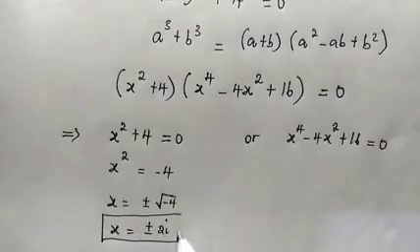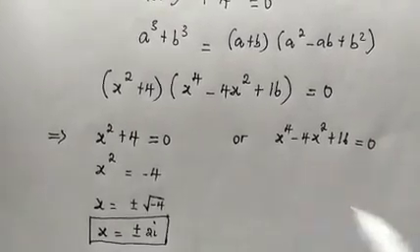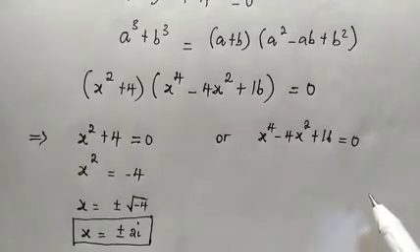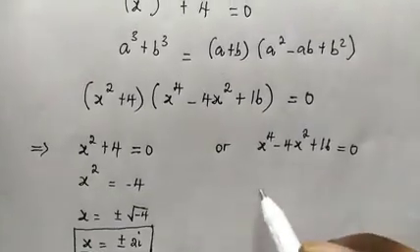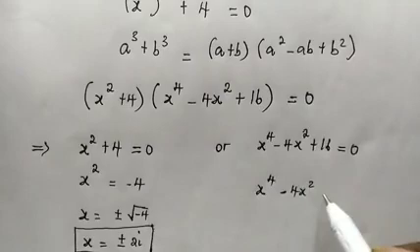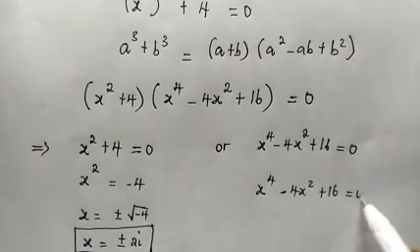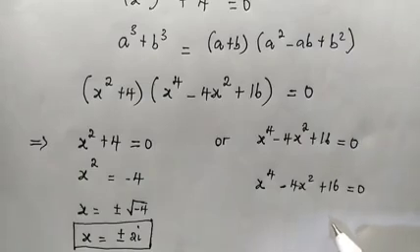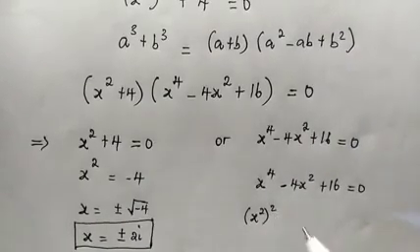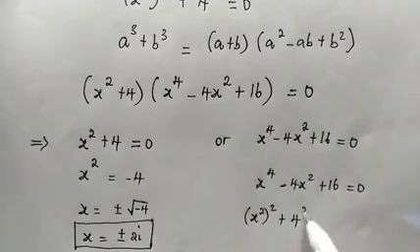So we have two solutions here. And for the other equation, we're going to make use of nice algebraic manipulation, right? So let's see our skill here. This is x raised to the power of 4 minus 4x squared plus 16 is equal to 0. So this is what we're going to do. We can write this as x raised to the power of 2, whole squared, and here we have plus 16, which is 4 squared.